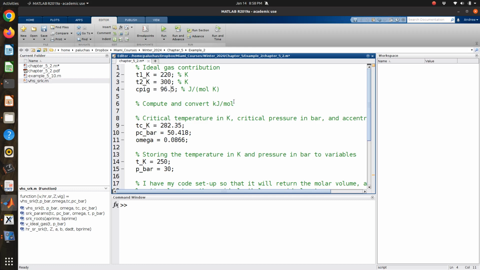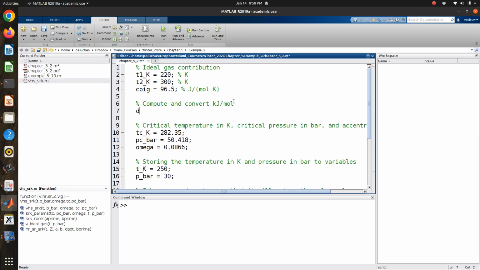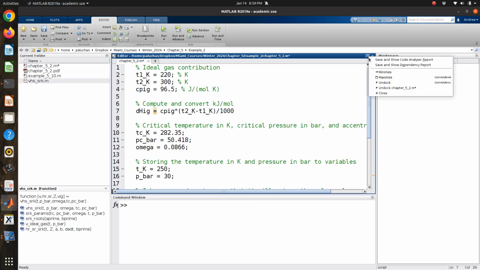So my ΔH ideal gas was CP ideal gas times T2 in Kelvin minus T1 in Kelvin, where that change in temperature is 80 Kelvin, and I'm multiplying it by something that's approximately 100. Okay, so what I'm going to do is divide by 1,000, so I get my heat capacity in kilojoules per mole, just to keep it more order 1-ish for when I then compute the rest.